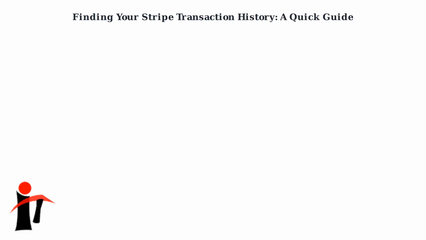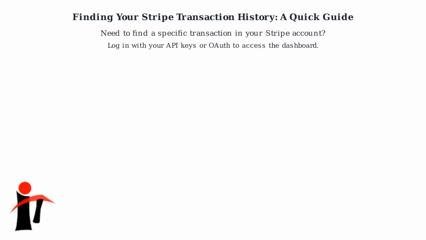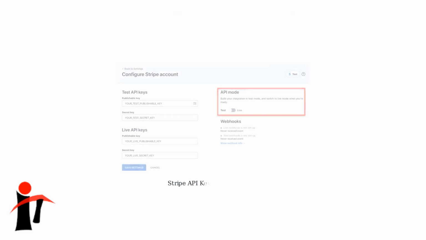Need to find a specific transaction in your Stripe account? This section will quickly show you how to access your transaction history through the Stripe dashboard. Log in with your API keys or OAuth. Once logged in with your API keys or OAuth, you have access to the Stripe dashboard.